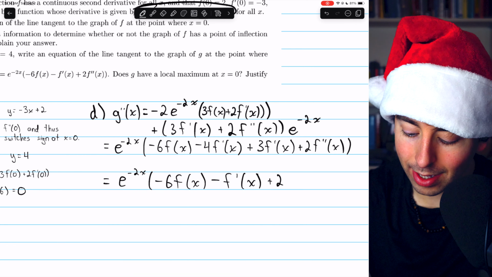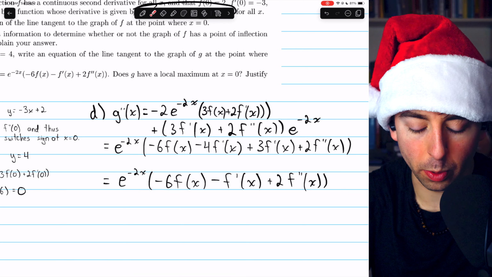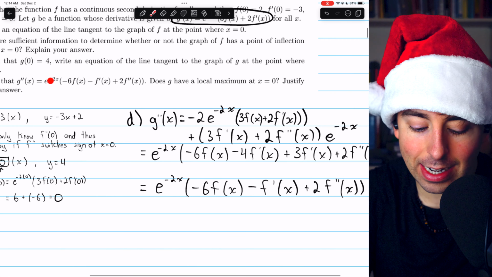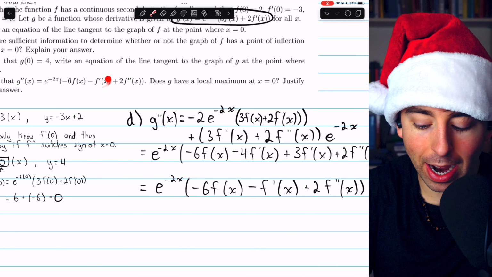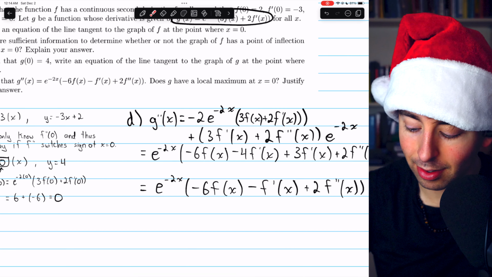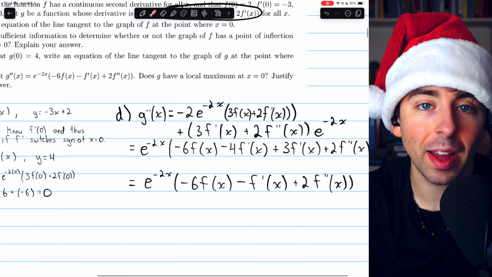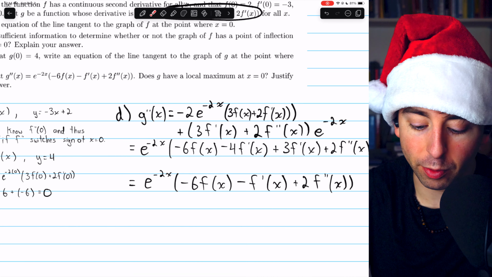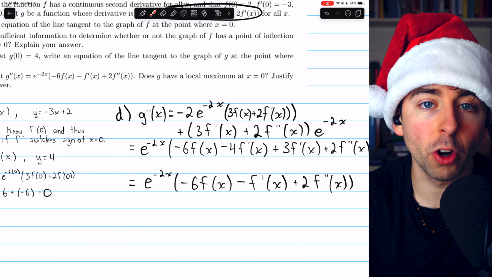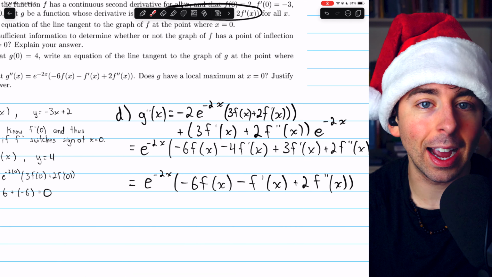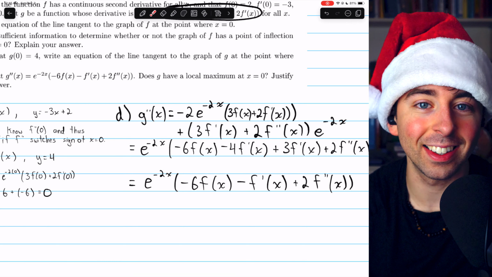And so now we can see that indeed this second derivative of g matches what we were supposed to get in the question. e to the negative 2x times negative 6f of x minus f prime of x plus 2f double prime of x. Now, to determine if g has a local maximum at x equals 0, we will determine its concavity by plugging x equals 0 into this second derivative.